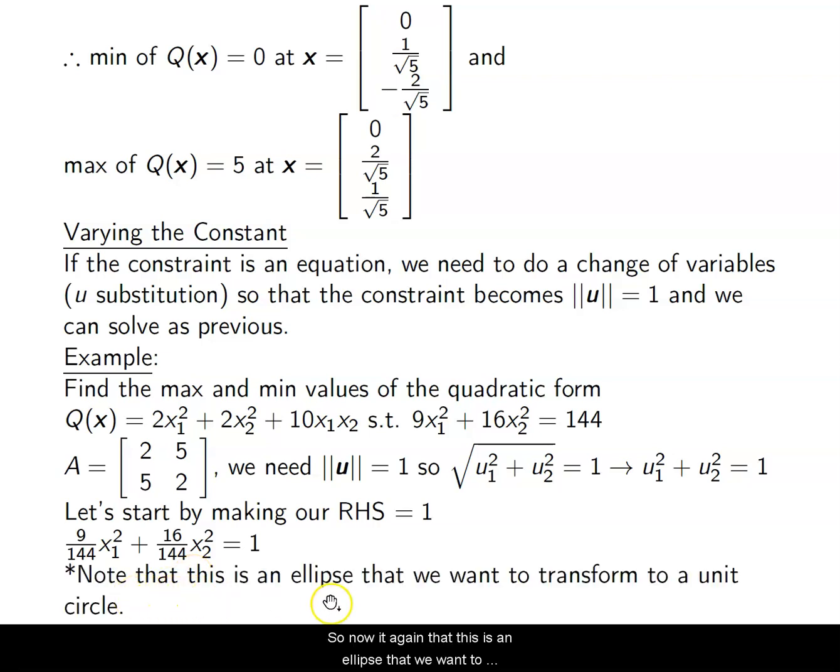So note again that this is an ellipse that we want to transform to a unit circle, right? So you can think about that. We've actually talked about that quite a bit.